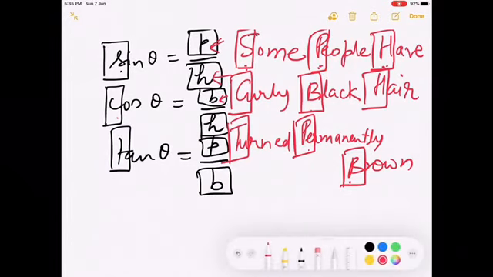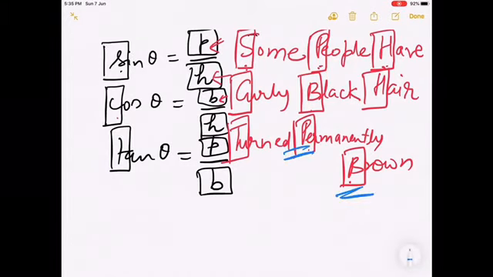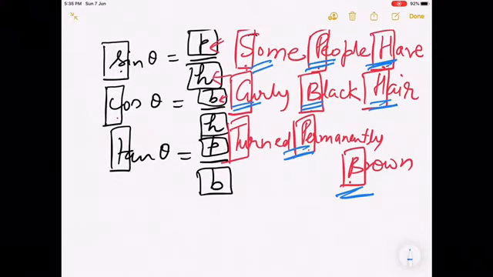As we can see over here, we got P, we got B. So S, P, H: sine is perpendicular upon hypotenuse. C, B, H: we got cos is base upon hypotenuse. And then we got T, P, B: tangent, tan theta is perpendicular upon base. So we can remember this one sentence: some people have curly black hair turned permanently brown. If we remember this one sentence, then we can remember all the three trigonometric ratios, which are very important from the point of view of trigonometry.